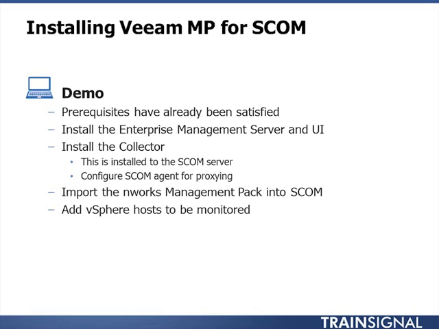So our job is going to be to start by installing the Enterprise Management Server and user interface. Then we'll install the collector to the Operations Manager server. And then we're going to configure the SCOM agent on that machine for proxying. That's not something you've seen before, but I'll show you how to do that. And this basically allows the system to discover other objects. Then we'll import the NWorks Management Pack into Operations Manager. And then we'll add vSphere hosts to be monitored. So our first step is to go over to our new server and install the Enterprise Management Server and user interface.